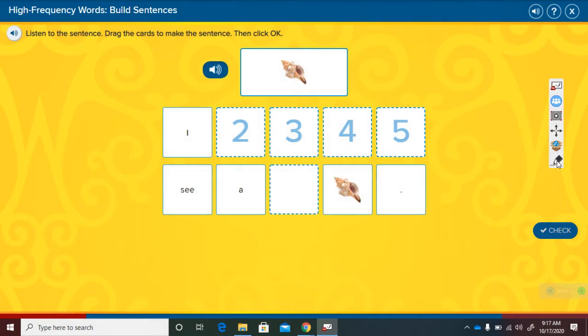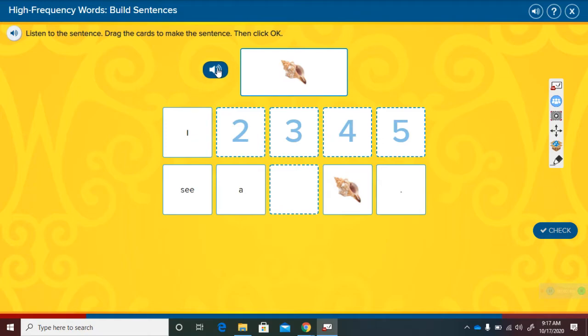Because remember, in sentences, we deal only with words. Words are groups of letters put together to make a word. And we don't have a word called L. L is a letter. So this is I. I is both a letter and a sight word.